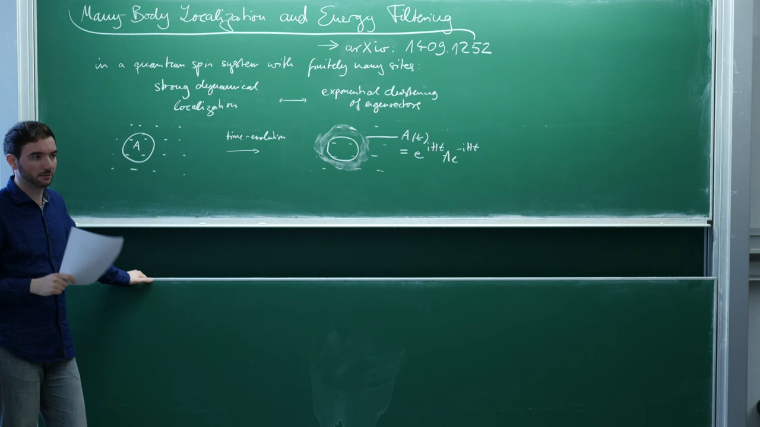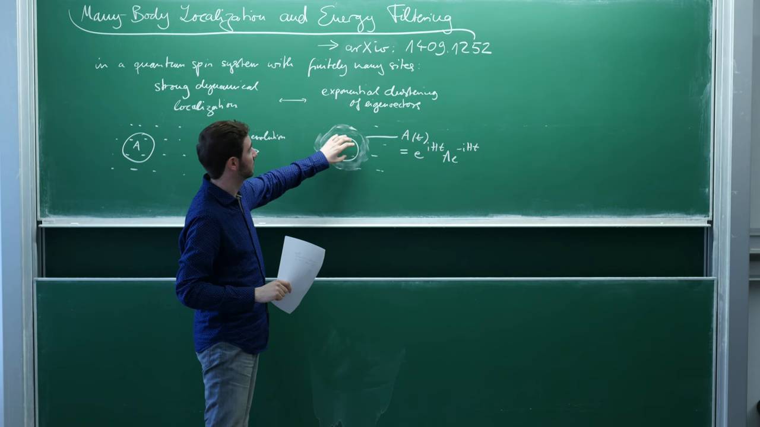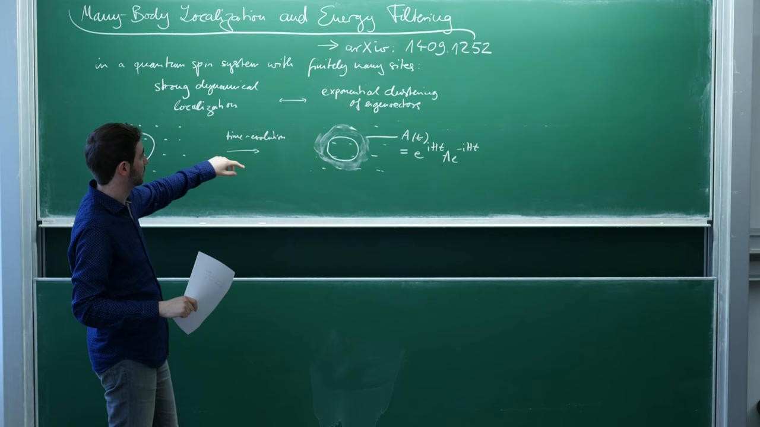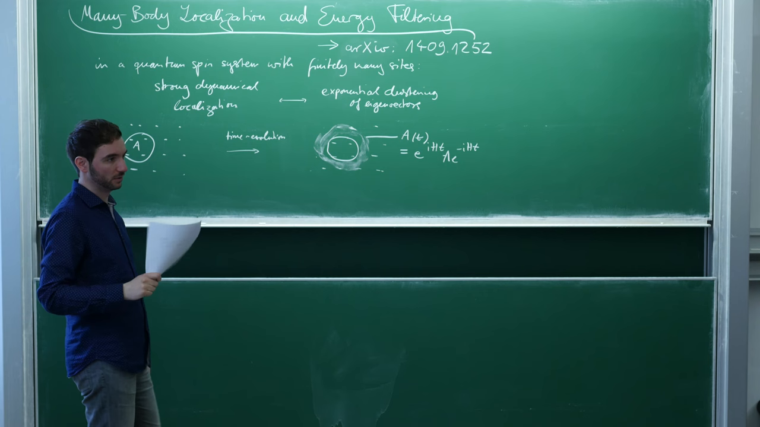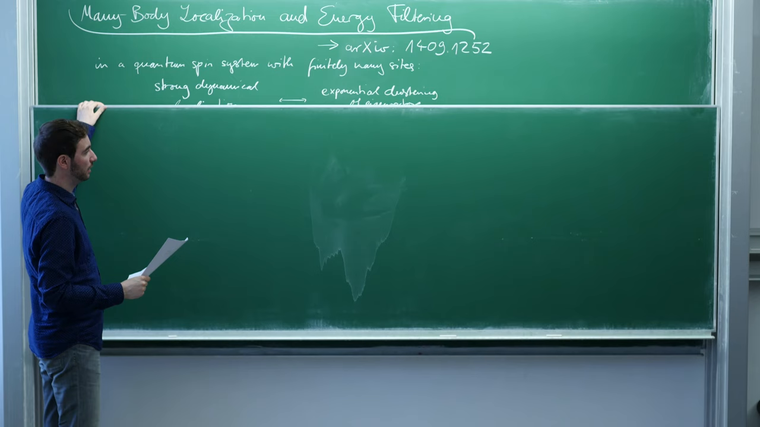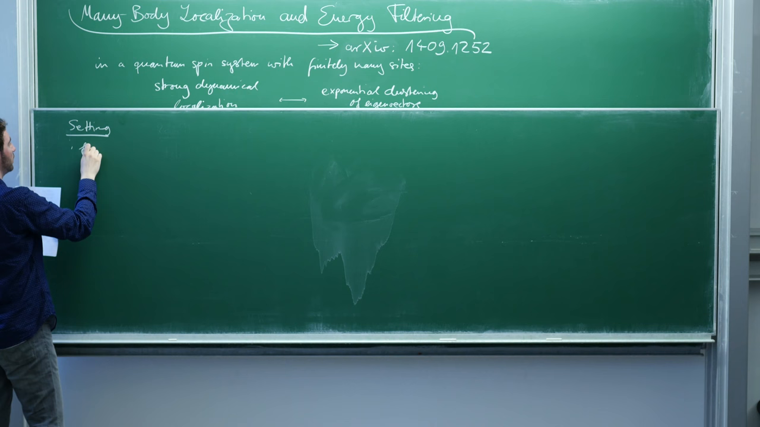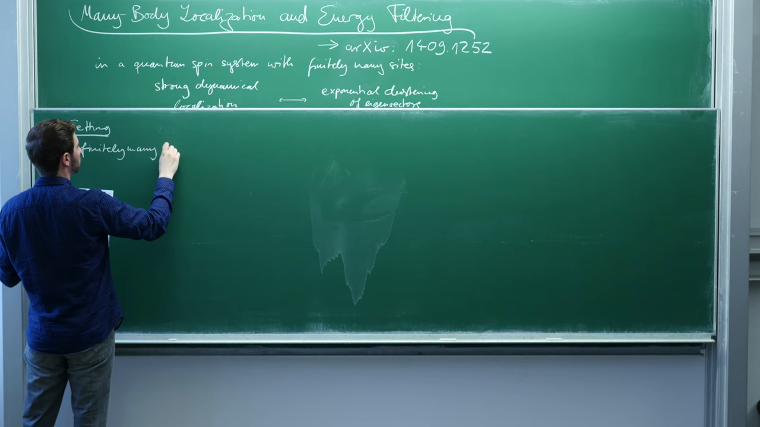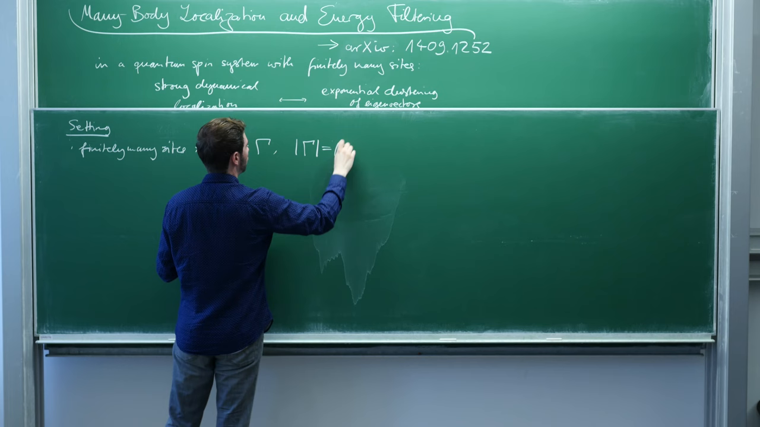Now let's define the setting in which this takes place. We have some localization, but localization if this doesn't spread out too much. And strong dynamical localization means that it doesn't spread out too much and the bound is independent of t. But I will write this down in a minute. A little notation. Let's establish the setting. So we have finitely many sites in some set, which contains n particles.